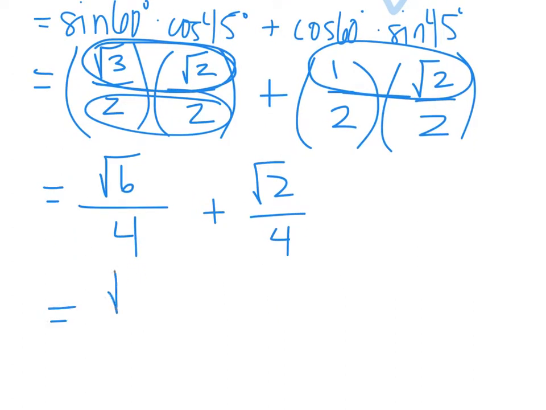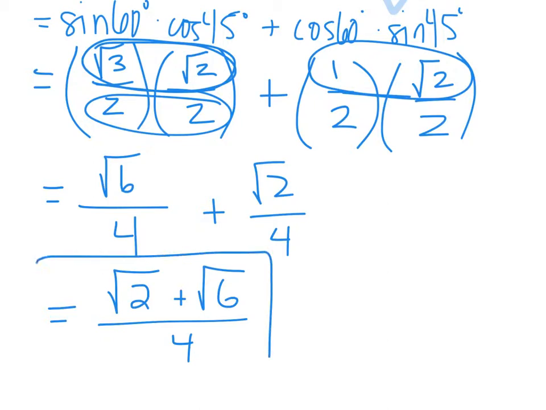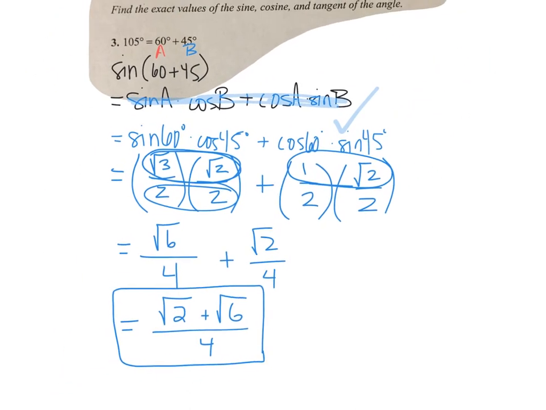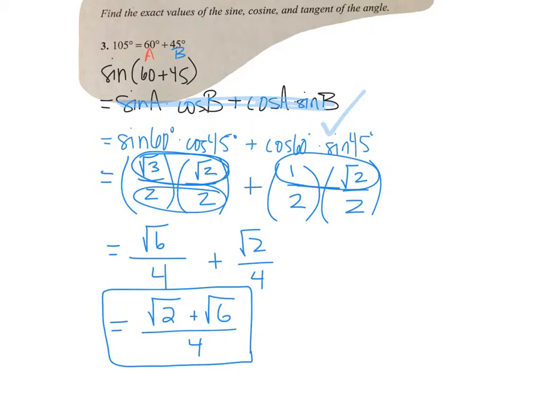Okay, so because these have the same denominators, we can write down this in the numerator. And sorry, maybe I should have written root 6 plus root 2, but it's the same thing, root 2 plus root 6. So that is the exact value for the sine of 105 degrees: root 2 plus root 6 over 4.